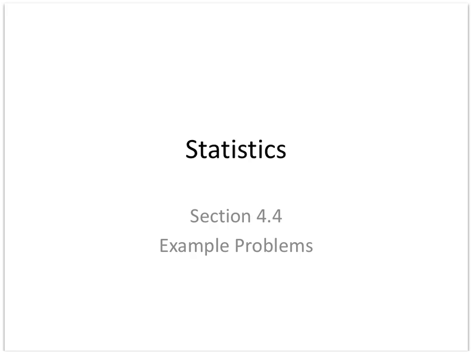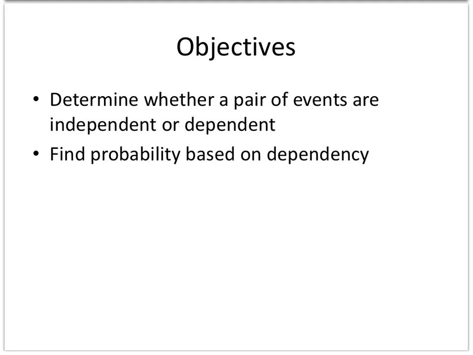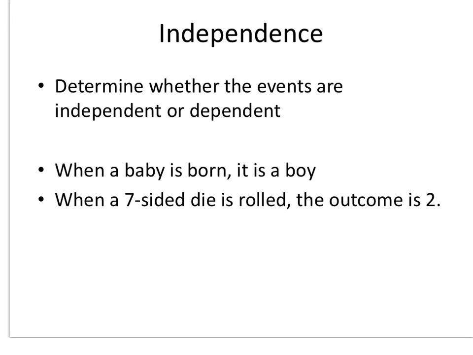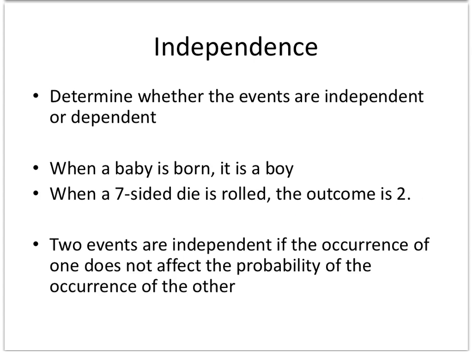All right, let's look at section 4.5, how to determine whether a pair of events are independent or dependent, and then find a probability. So we want to know if these two events are dependent or independent. When a baby is born, it's a boy, and then when a seven-sided die is rolled, the outcome.